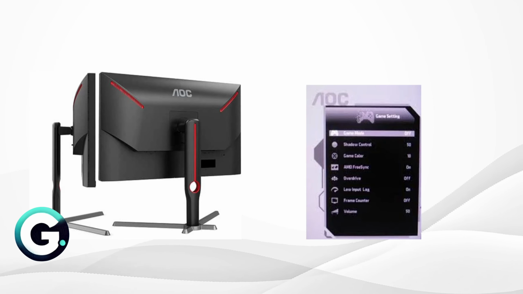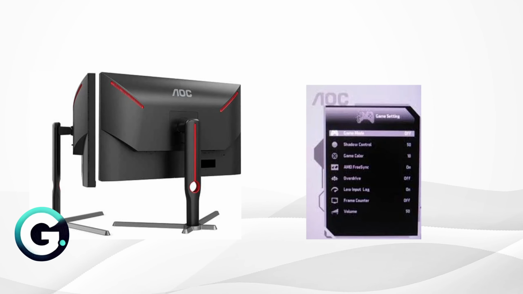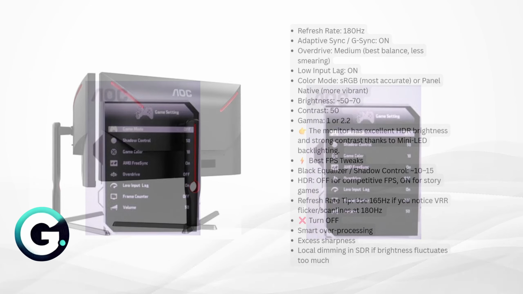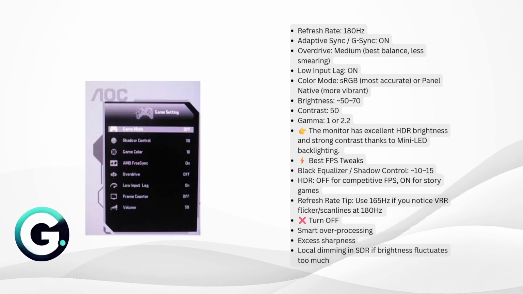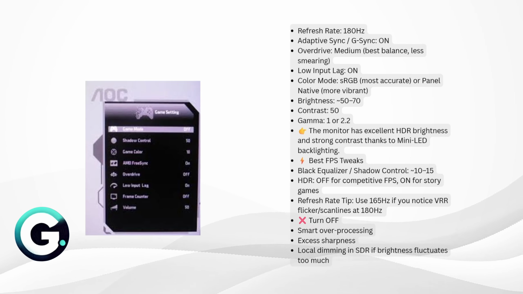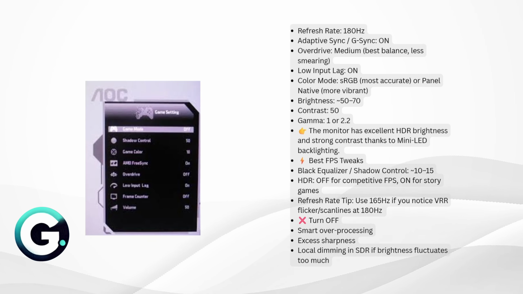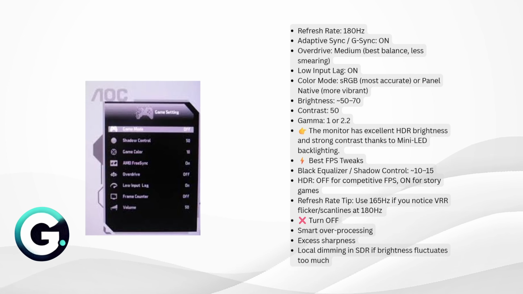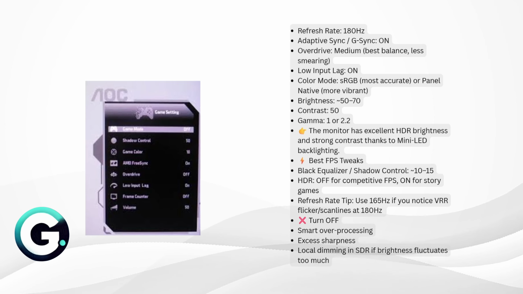You can do this by clicking the joystick right beside the monitor itself, and it will open up this window right here. Right after, let's apply the following settings. Basically, of course, you could set your refresh rate in Windows. Ideally, you want this at 180 Hz. For the adaptive sync inside your OSD, which is the on-screen display, you want to turn this on. The overdrive is medium. Low input lag is on.